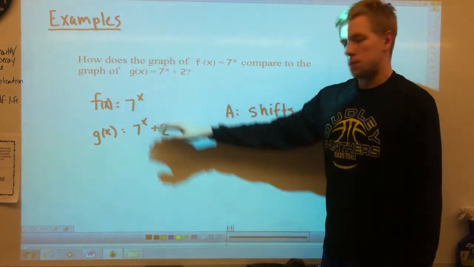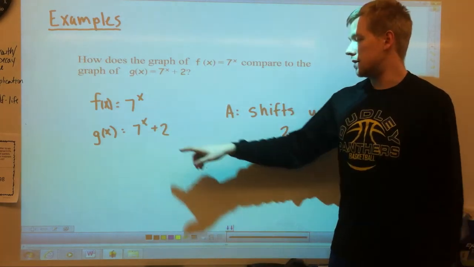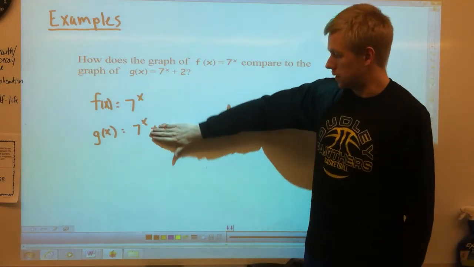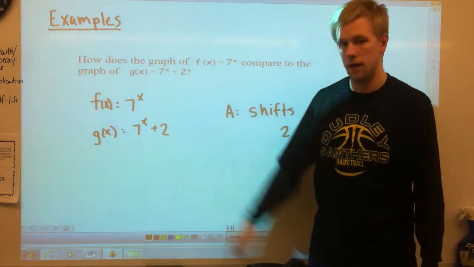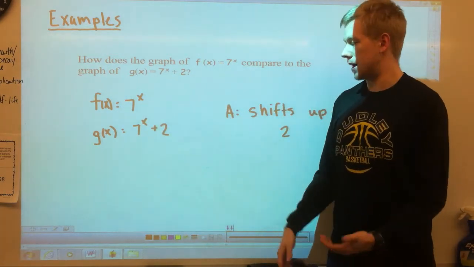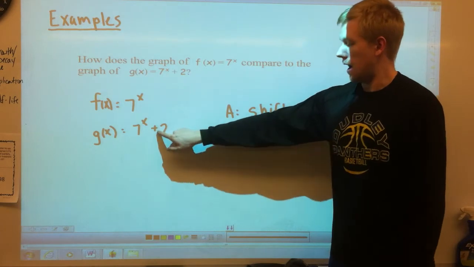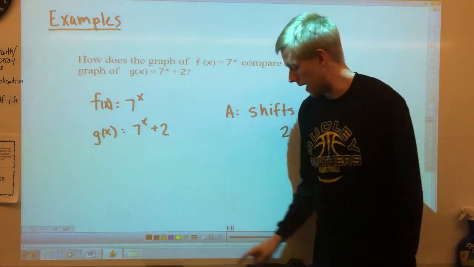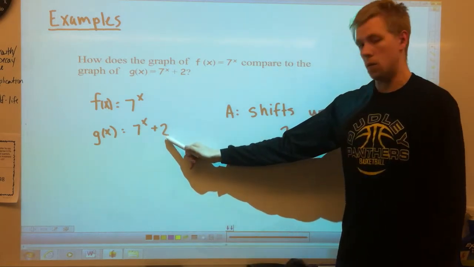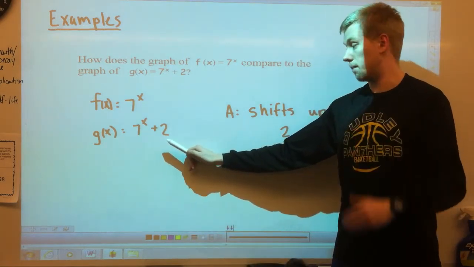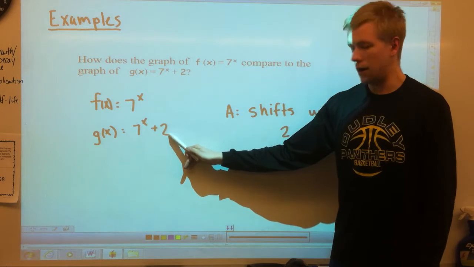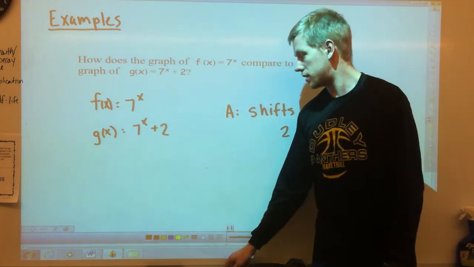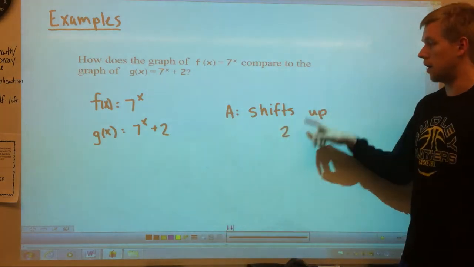Okay, if I stack them on top of each other to see the differences, the first value for f of x and for g of x is 7 to the x power. That's the same. But if I keep looking, I have plus 2 here. Because that's plus 2, this is the k value right here. When we were talking about that in the first slide, if we have a plus k, my k value is 2 here. Because it's plus 2, it's going to shift up 2.